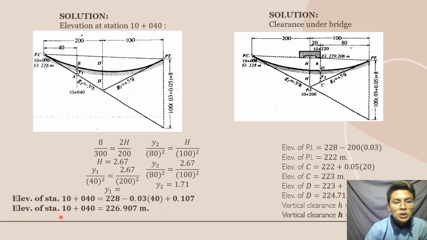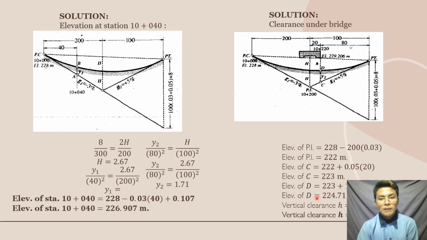Then we have the elevation of station 10+040 equals 226.907 meters. Next is our clearance under the bridge. So let's first get the elevation of the point of intersection, which is equal to 228 minus 200 times 0.03. Our G1 is equal to 222 meters. Next is our elevation of C. Then we will add our 222, our PI, plus 0.05, our G2, times 20. We will have 223 meters.